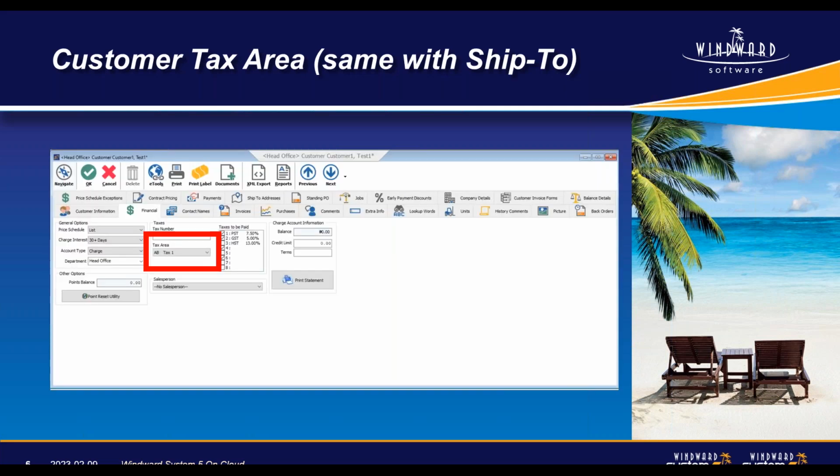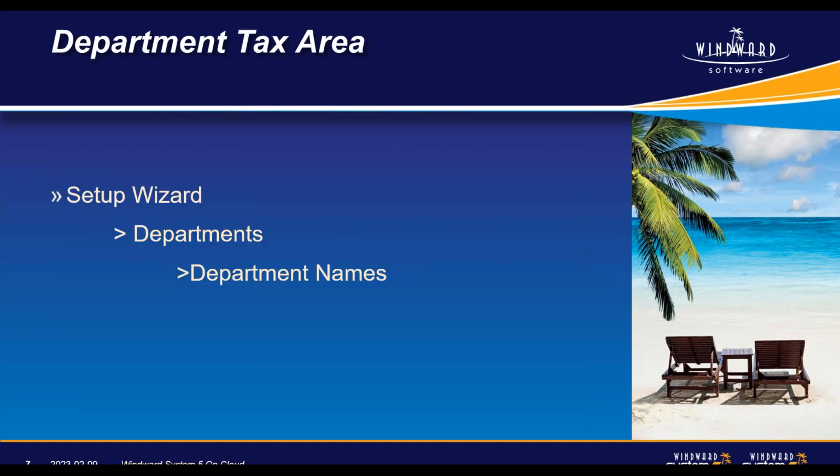So just a snippet. This is a sample screenshot that I got from my demo. For my test customer, under the financial tab, you have a field there for tax area. In here, my customer one, test one, is set up with the tax area AB. All right, so next one is the department tax area.